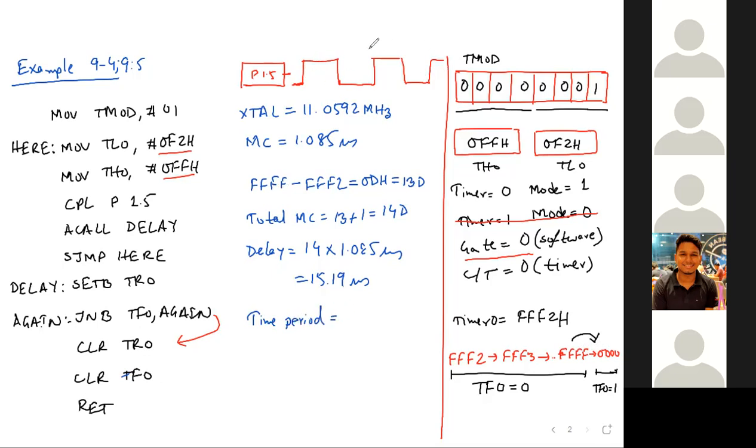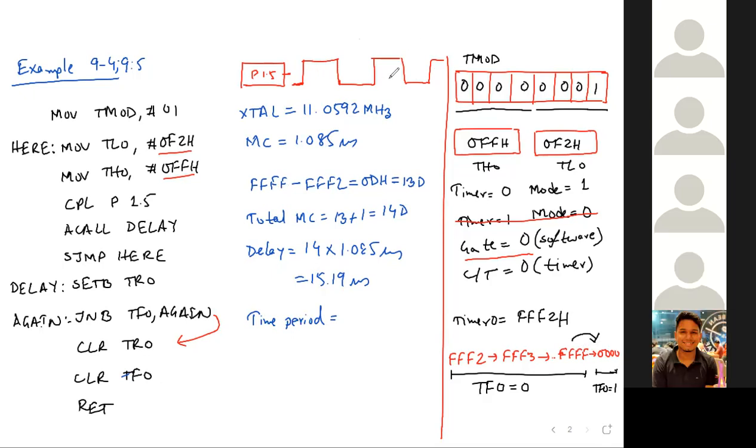So if this is the delay, tell me what is the time period of the generated signal. What is the time period of this signal? Sir, 30.38 microsecond. How do we get it? We multiply 2 times 15.19 microsecond. So how much do we get? 30.38 microsecond. So for those having trouble understanding this difference, this portion is your delay, and this portion is your time period. This is how we calculate time period and delay.